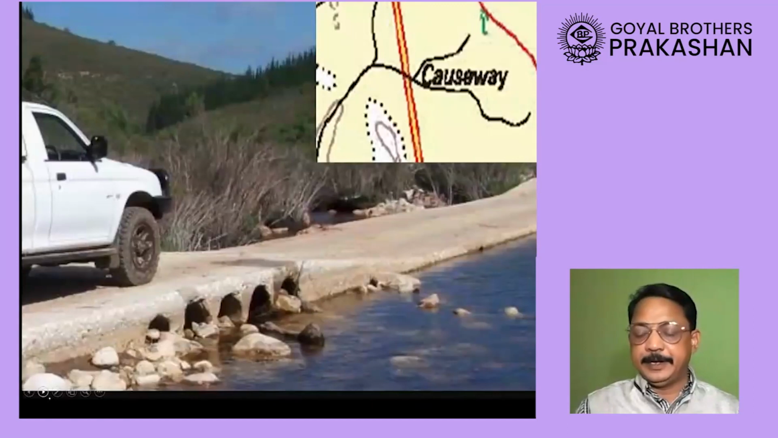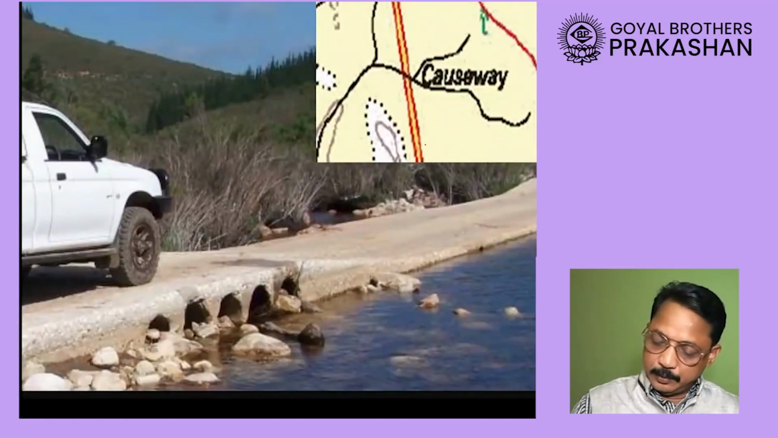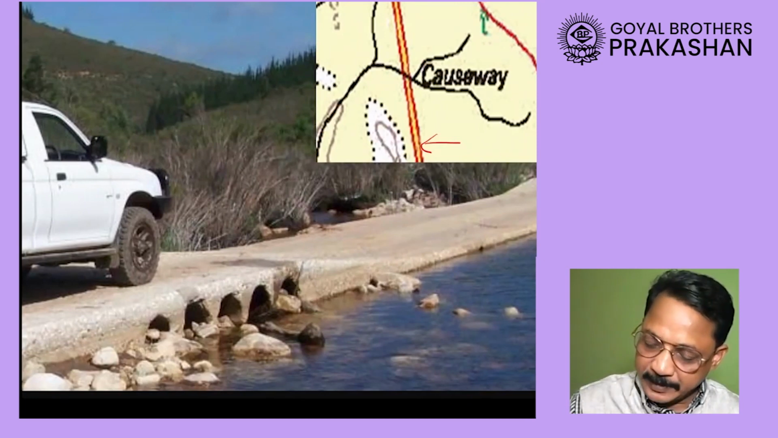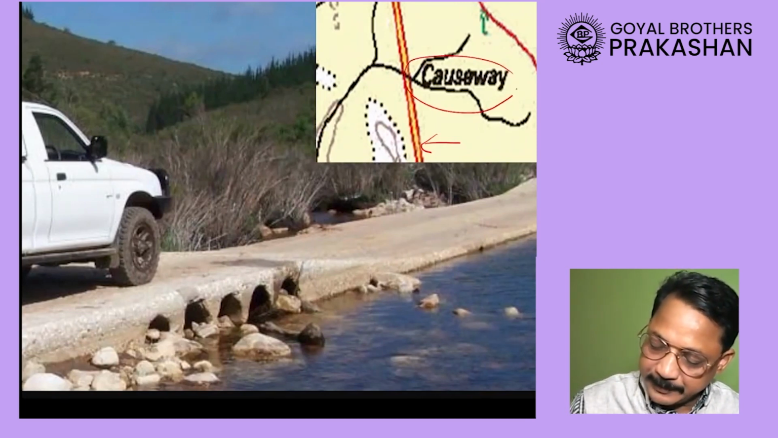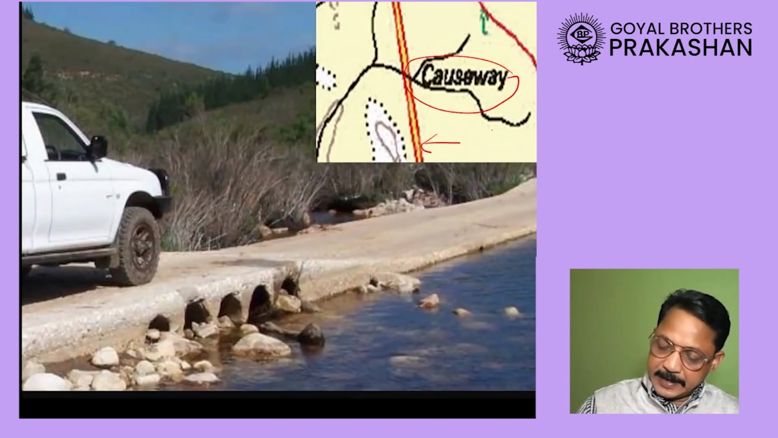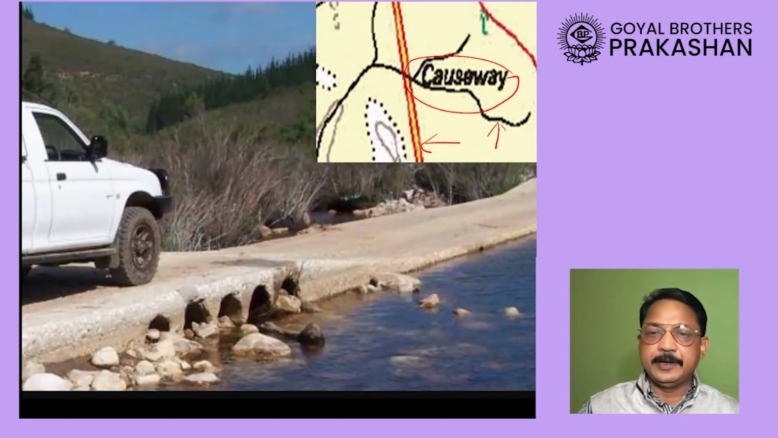Now a very important thing. This is a metalled road, dear student, as it is shown with yellow color. So it seems like a district road, and here you find something written: causeway. What is written there? Causeway. By the way, this black color line that is shown here is a dry stream. It's a dry stream, but it will definitely have water during rainy season.